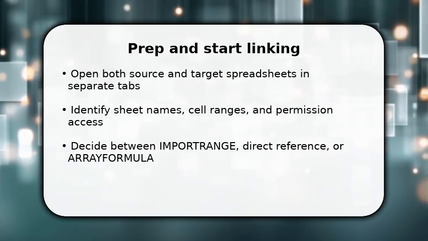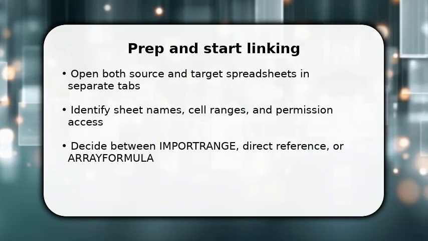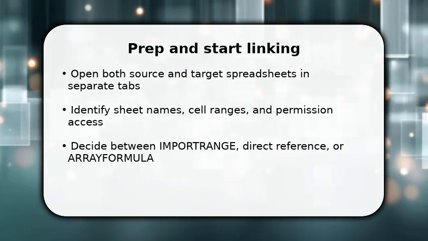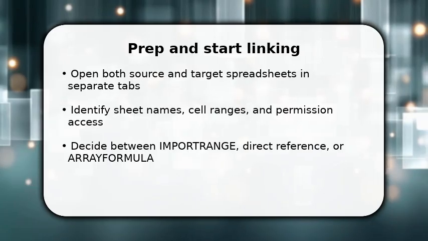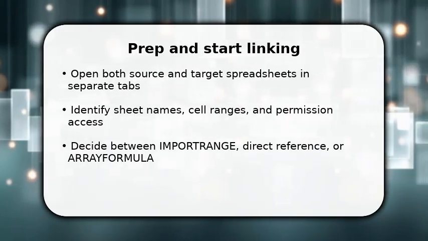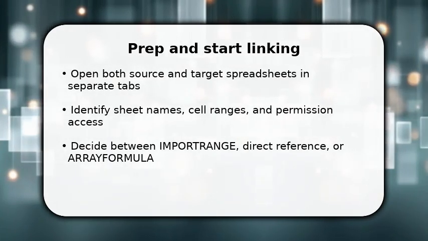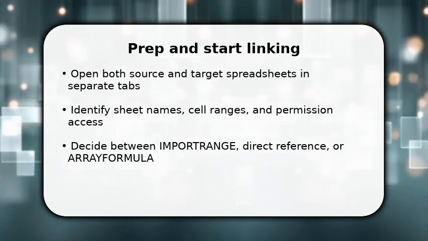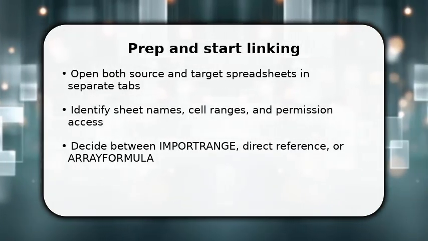Now in the target file, type equals IMPORTRANGE. Paste the URL, Sheet1, A1:C10 to establish the first connection. This both references data and triggers Google to request authorization. Make sure to press enter and allow access when prompted to proceed.